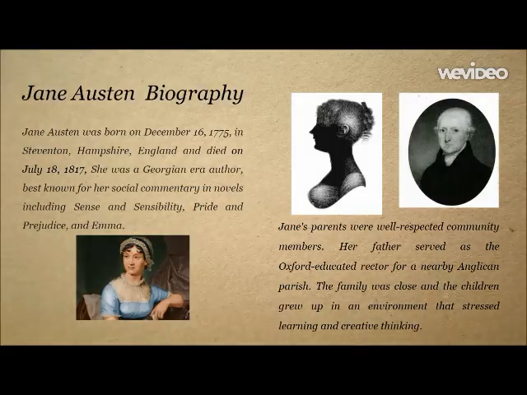Jane Austen biography. Jane Austen was born on December 16, 1775, in Hampshire, England, and died on July 18, 1817. She was a Georgian-era author, best known for her social commentary novels including Sense and Sensibility, Pride and Prejudice, and Emma.